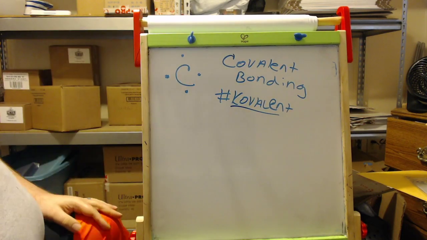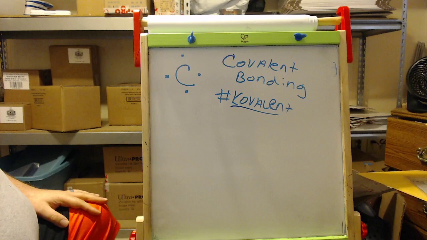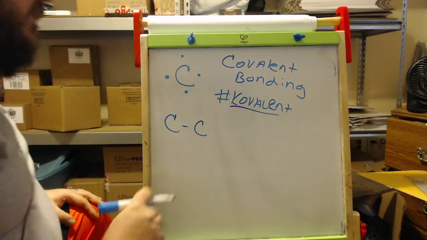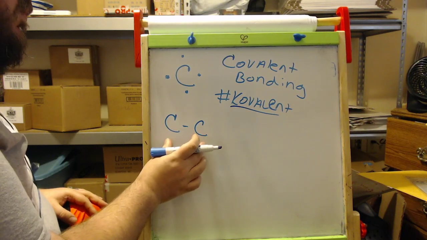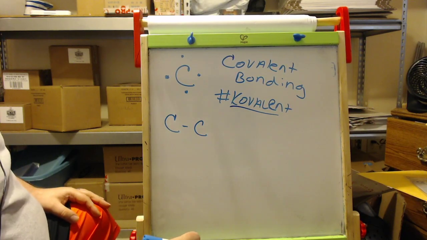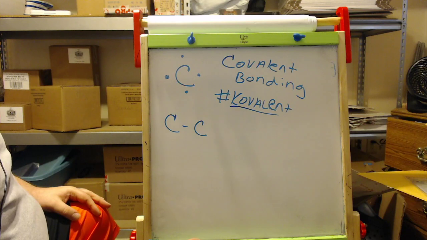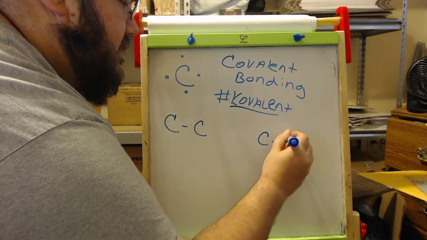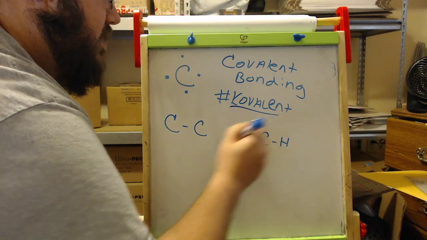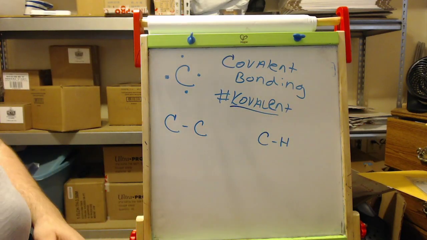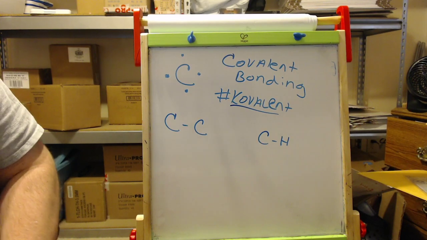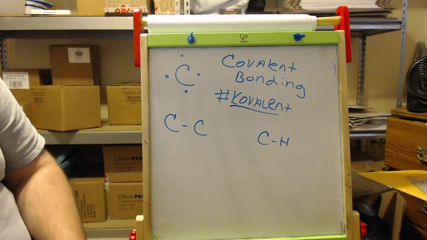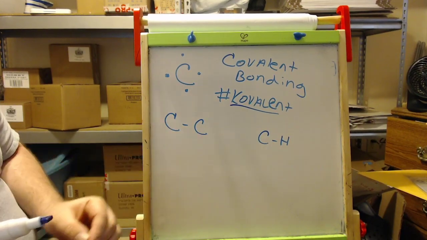Now, 2 types of sharing that can occur. One is when we have 2 atoms of the same nature. Another one is if we have atoms of a different kind bonding to one another. So if they're bonding to one another and they're the same.